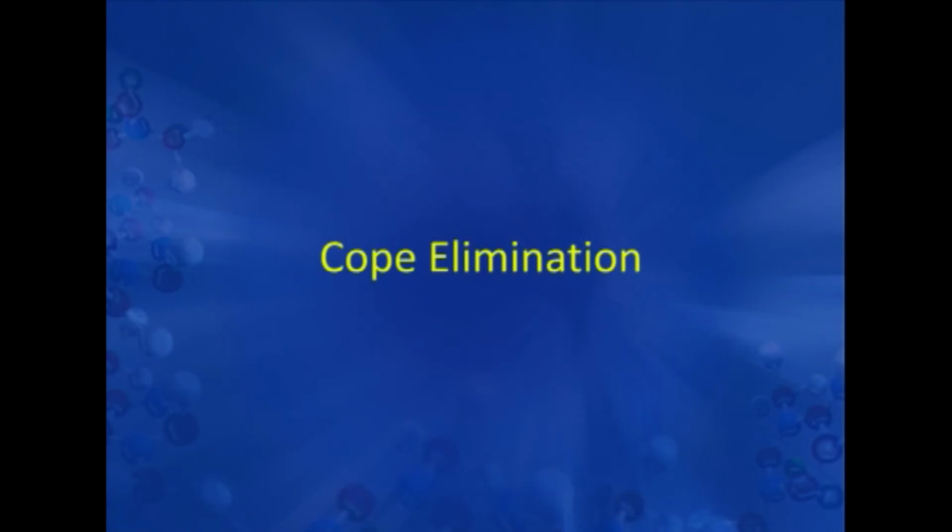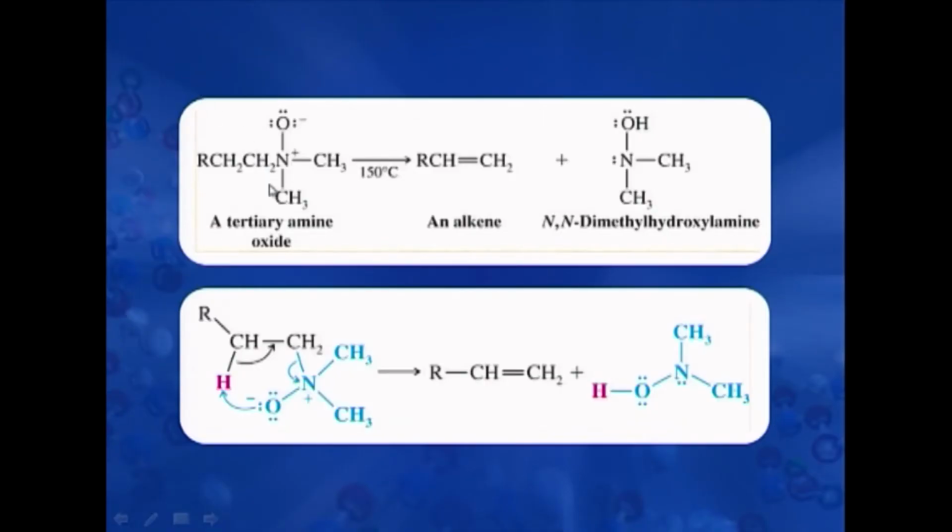We will now discuss Cope elimination, in which a tertiary amine oxide undergoes elimination to form an alkene and N,N-dimethylhydroxylamine upon heating. A tertiary amine oxide can be prepared from a tertiary amine by the reaction of the amine with hydrogen peroxide or peracid. Amine oxide elimination is a syn elimination and proceeds via a cyclic transition state. You can see here this is a tertiary amine oxide. This upon heating forms an alkene and N,N-dimethylhydroxylamine.